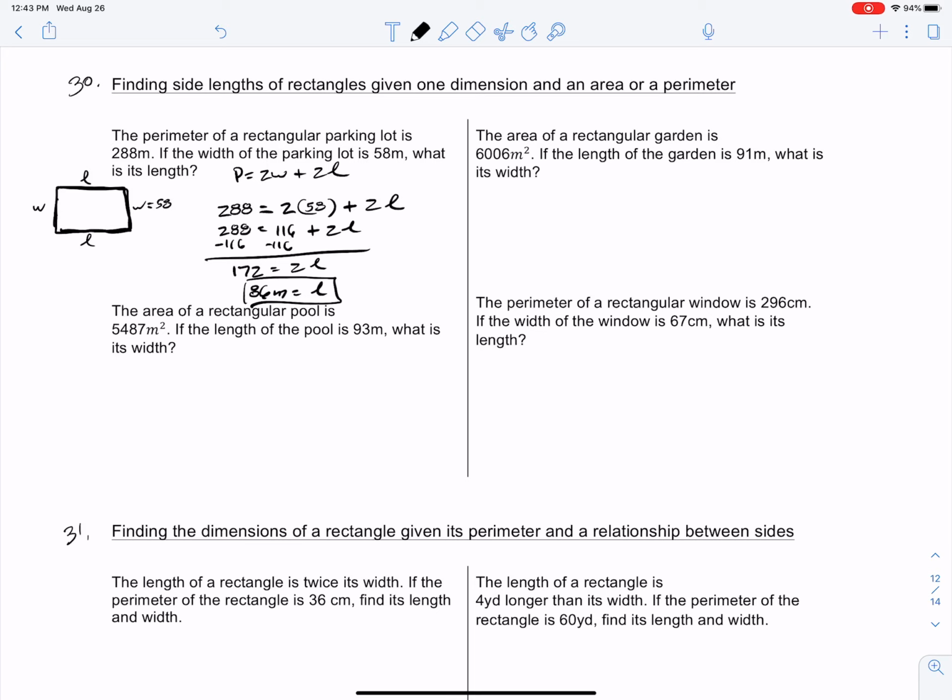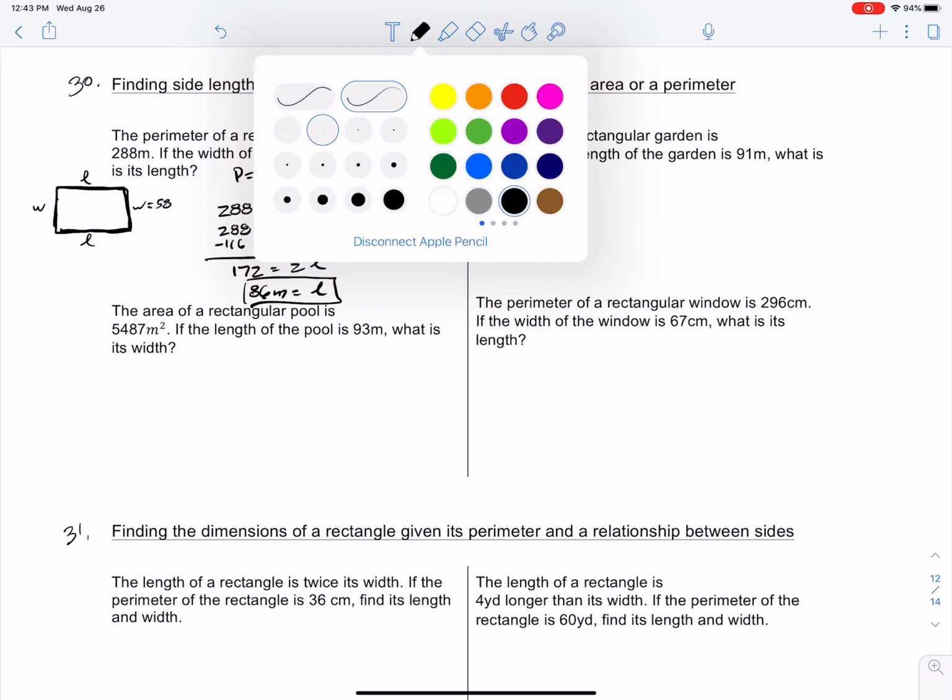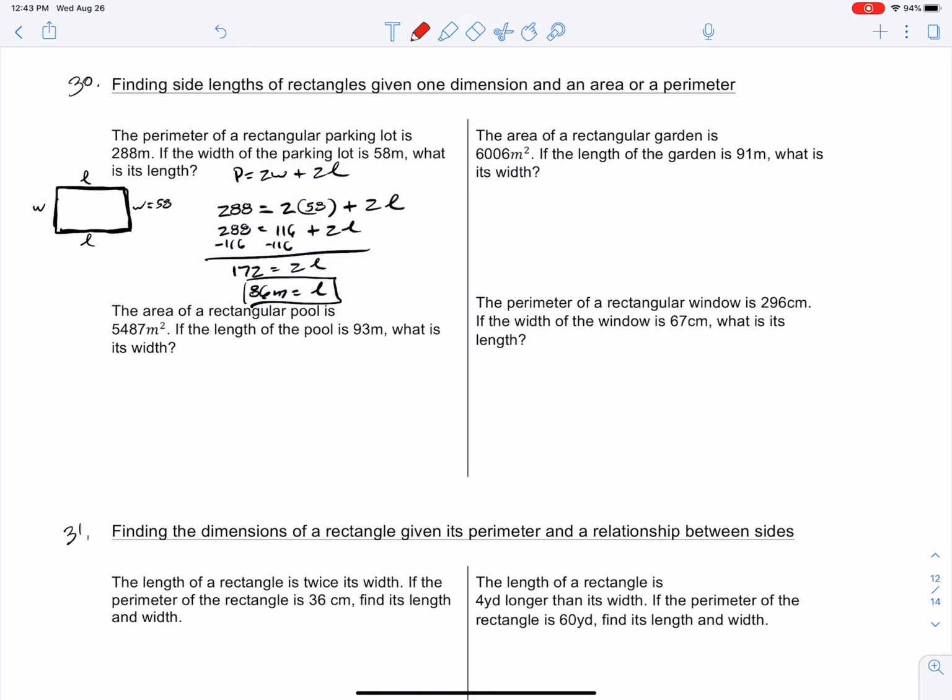And there's a way of testing this. How do I know that my answer is actually correct? Well, this is going to be our length here, 86. This length is going to be 86. And the problem said that our width was 58. If you added up 58 plus 86 plus 86, you should get 288. So that's just one way of checking your answer. Go ahead and try the one on the right and then move on.